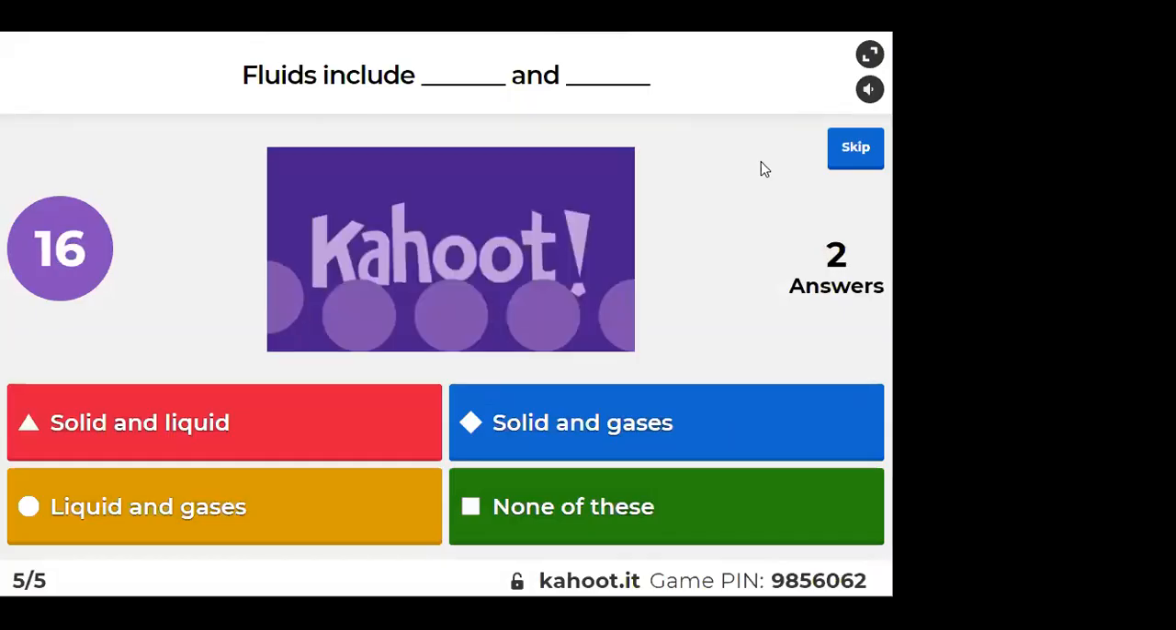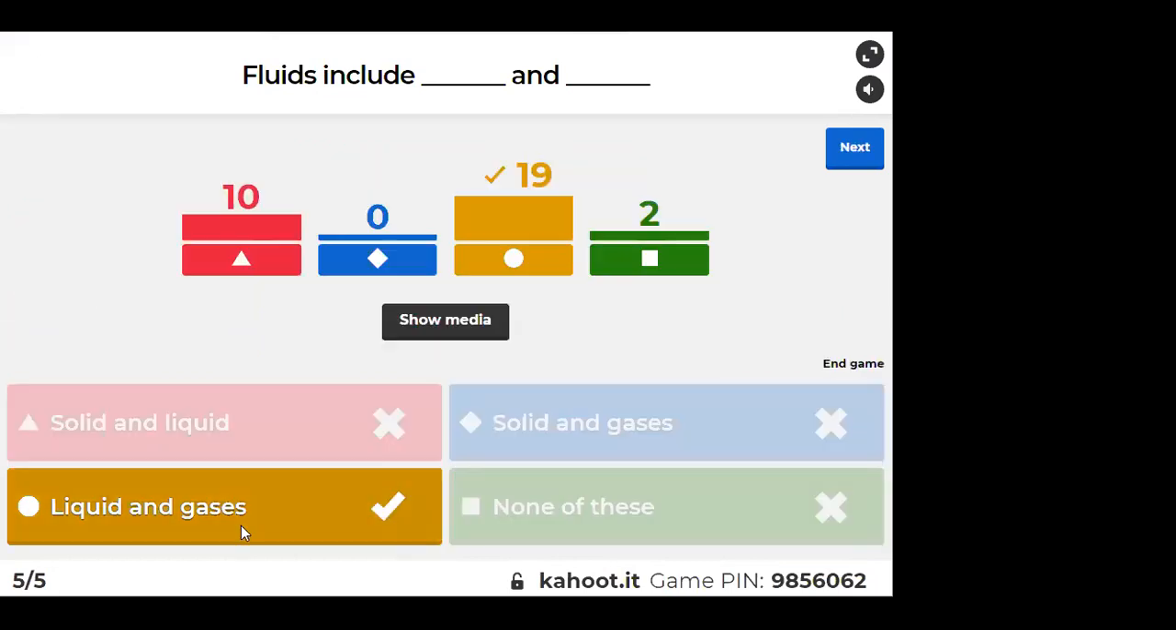Fluid includes dash and dash. Fluids are the substances which can flow, right? Very good, Brinda. Correct. Fluid includes liquid and gas, guys. Fluid is anything which can flow. Have you seen any solid which is flowing? No. It is not solid. Solids are rigid, right? So that is wrong. So let's see the podium.